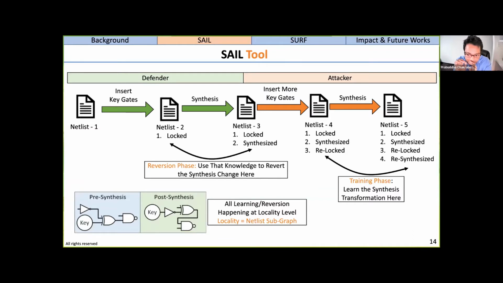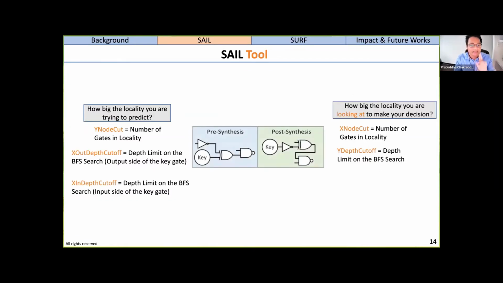So we'll look into both of these stages, how the tool handles the training and how it handles the reversion. We have 2 different scripts to do this task, and I'll show you how to run them. And remember, everything is happening at the locality level. I'll refer to this as locality. What is a locality? A locality is nothing but a subgraph in the netlist. Okay, so let's move forward, and I'll come back to this slide again.